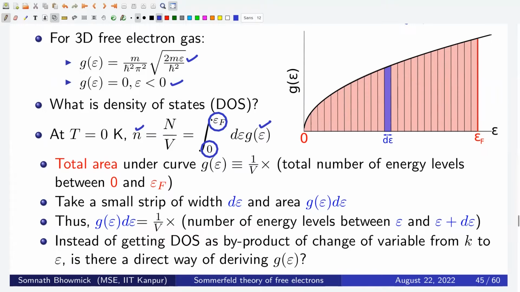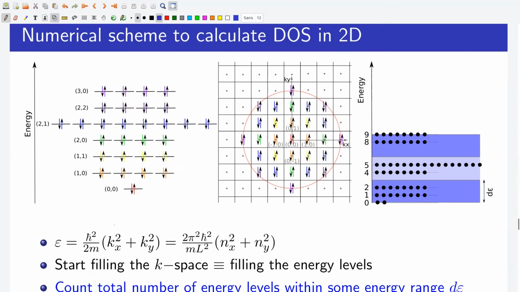Let us see, instead of getting density of states as a byproduct of change of variable from k to E, is there a direct way of deriving density of states? Let me show a numerical scheme to get density of states. I show it for a 2D electron gas, and the same scheme will work for 1D or 3D electron gas.